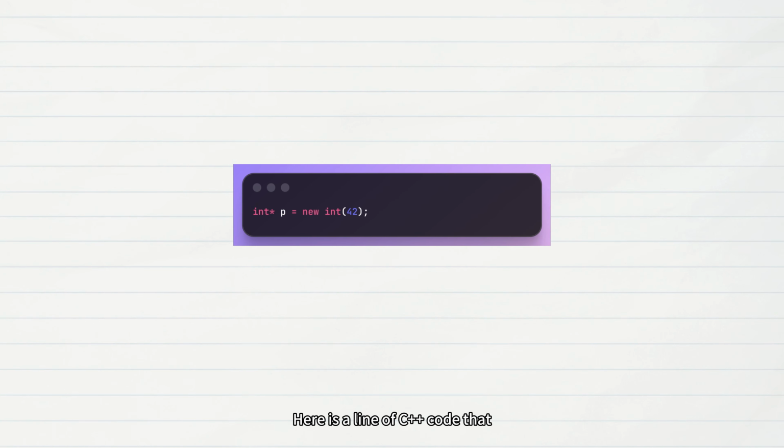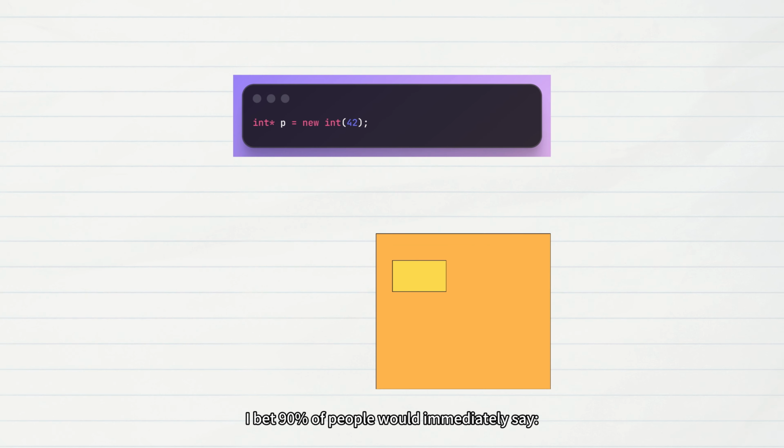Here is a line of C++ code that you write every single day. It's so simple that it couldn't be simpler. If I asked you right now what this line of code actually does, I bet 90% of people would immediately say new allocates a block of memory and then stores the value 42 in it. Many people even think of it as just a basic, lightweight statement, nothing worth digging into.